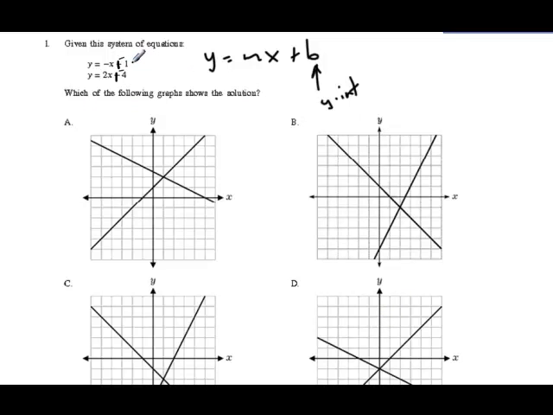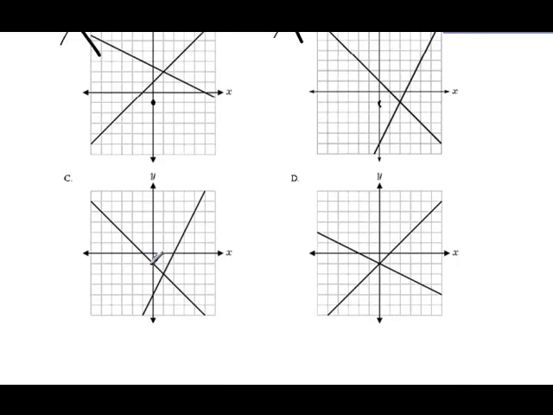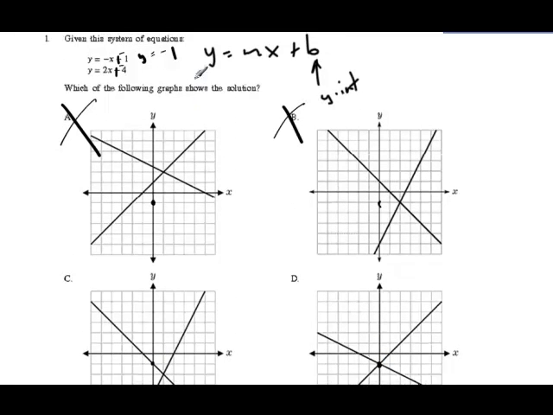So here, the y-intercept is negative 1. Well, that's right here. So that's not possible. Okay, negative 1, that's right here. So that's not possible. Negative 1, that's right here, so that's possible. And negative 1 is right there, so that's possible. So, without graphing this equation, we at least know that C and D are the only ones.